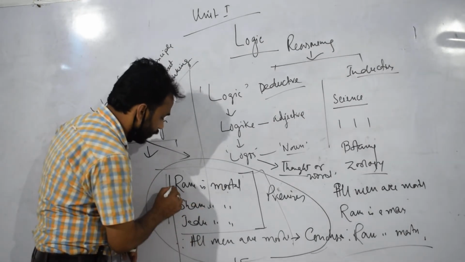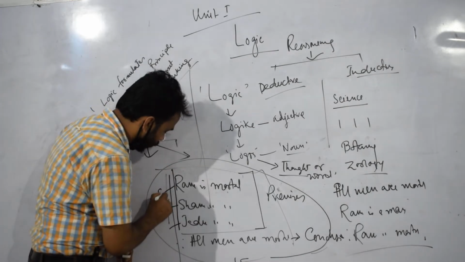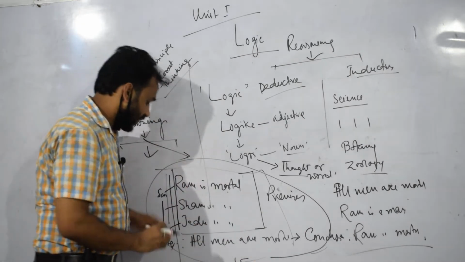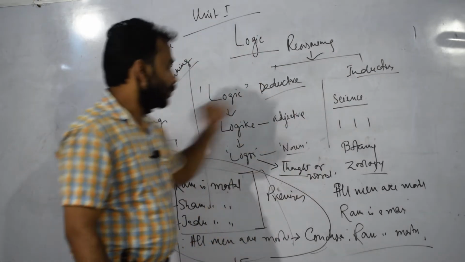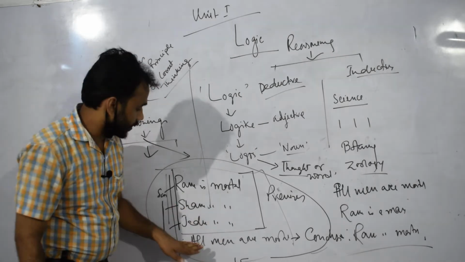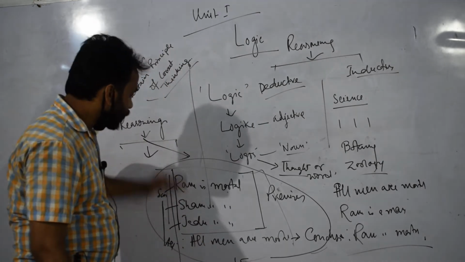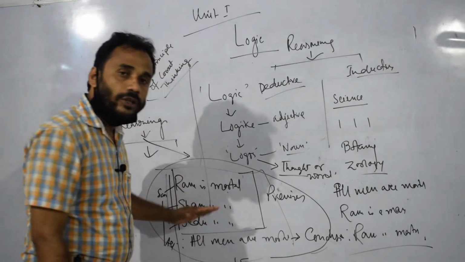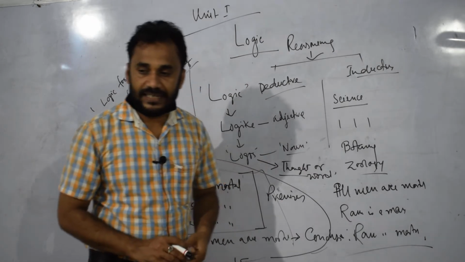Here Ram is mortal, Sham is mortal, Jadu is mortal. These are some, and some to all. So this process, this argument, this mental process is called inductive inference, because here the conclusion is more general than the premises. It means that this process is some to all, but not all to some. Some to all. This process is called inductive inference.